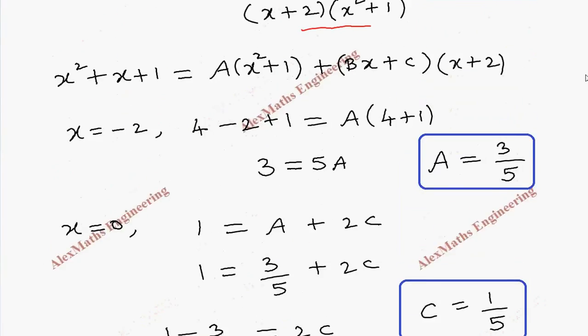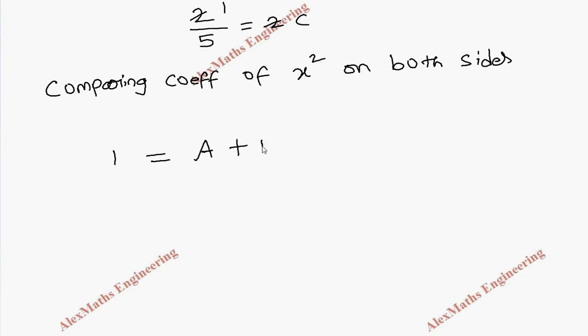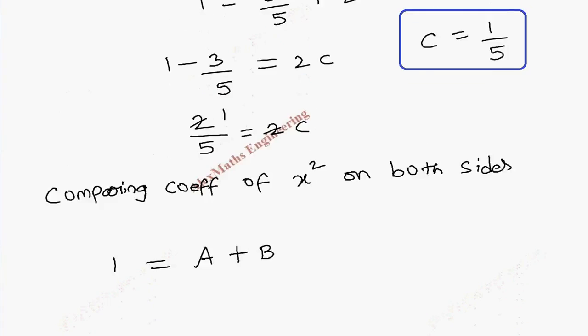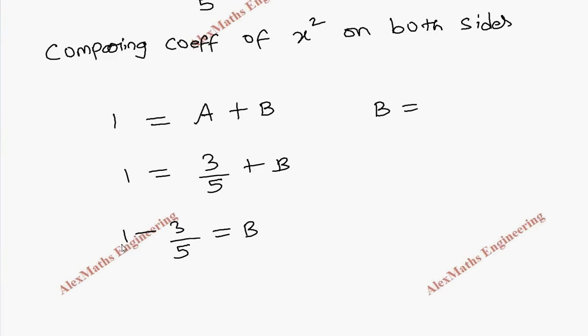In the same way, we multiply this bx with this x, we get bx square. So we get plus b. Now the value of a is 3 by 5. Let's substitute here. From this, we can get the value of b. So 1 minus 3 by 5 equal to b. So from this, b is, after taking LCM, 5 minus 3, which is 2, so 2 by 5. So we got three values of the constants a, b and c.